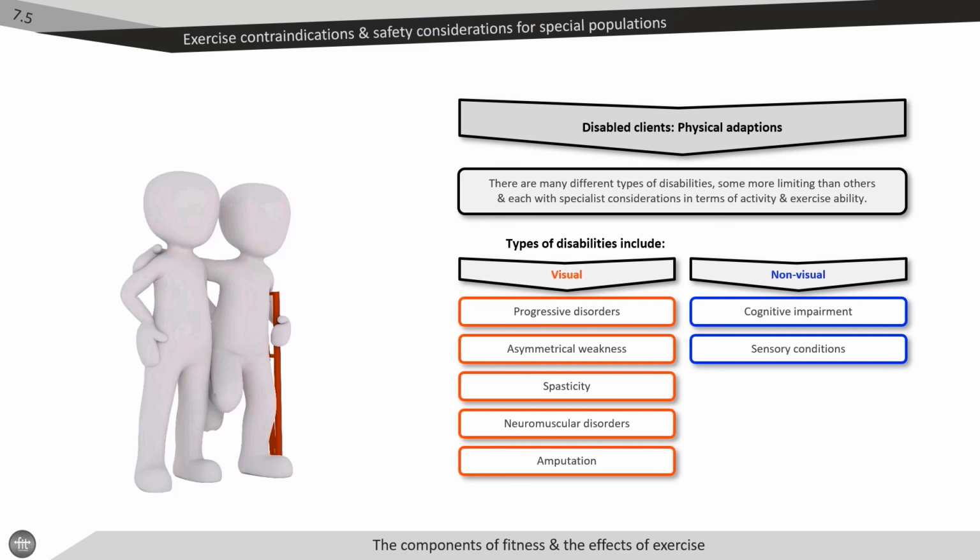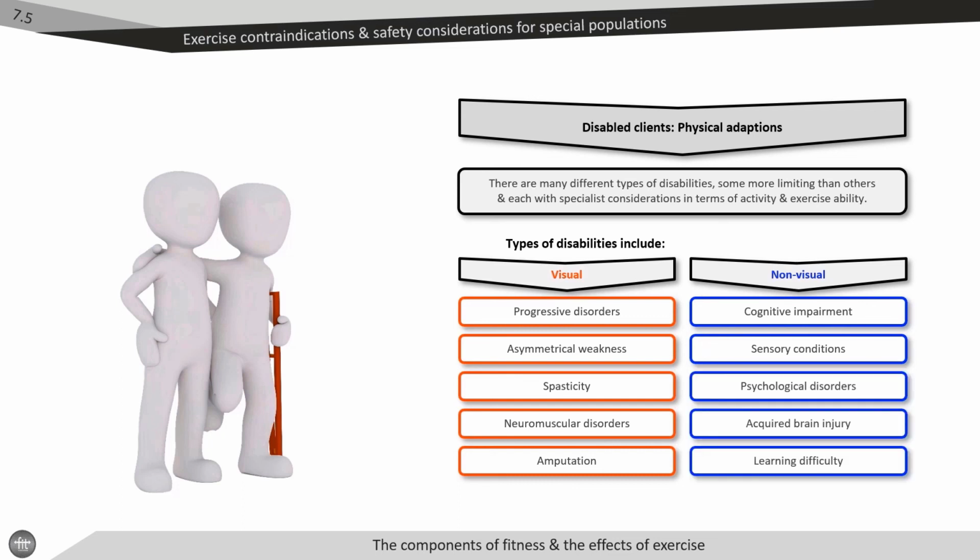Sensory conditions, which can impair vision, speech and hearing. Individuals may need additional support, such as clearly identified equipment, braille for instructions, or visual demonstrations for the hard of hearing.